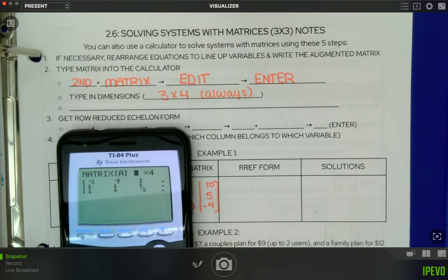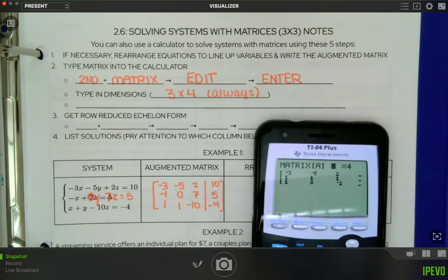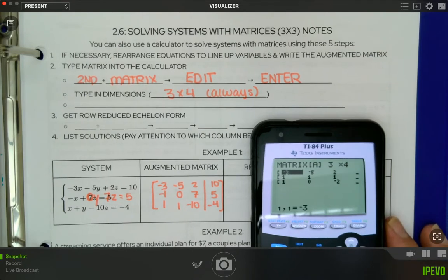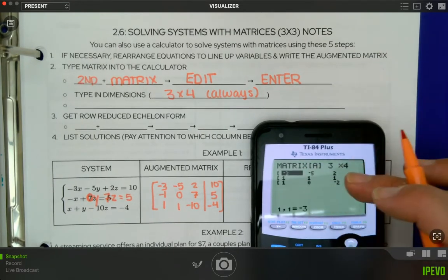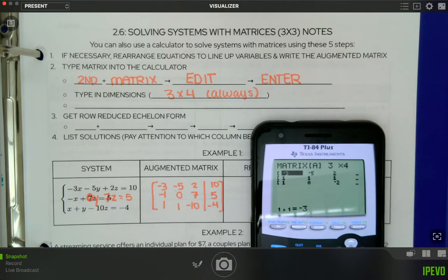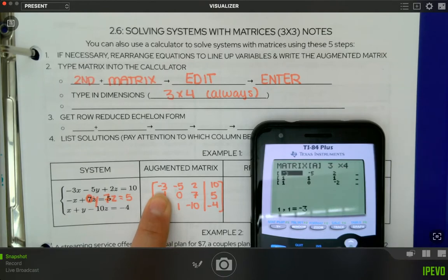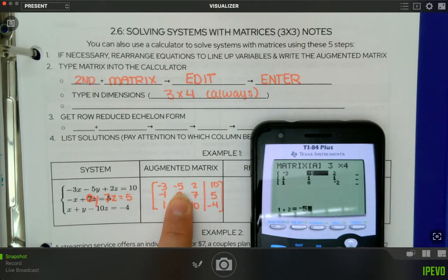Then we're going to type in the entries. So I need to copy this matrix into my calculator. First I'm going to type 3, enter, 4, enter. After every number you type in this whole page, you have to hit enter. I'm not writing that part down because you have to enter a lot. So then I'm going to start on the top left and type -3, enter. It moves me to the next column. I'm going to type -5, enter. 2, enter. 10. And when I hit enter on this one, because I'm at the end, it's going to jump me back to the left side.